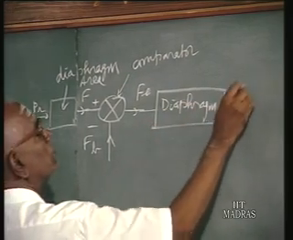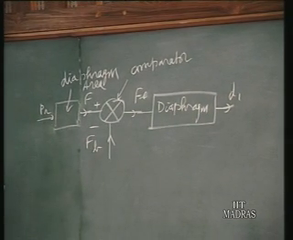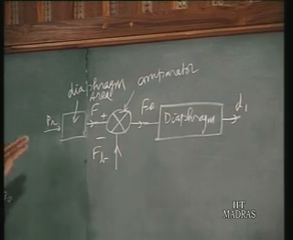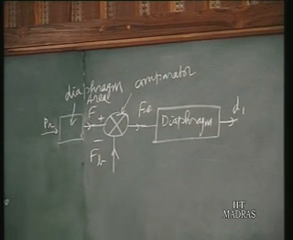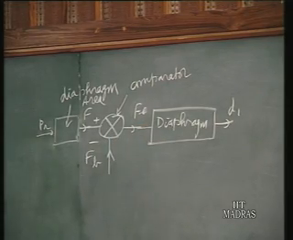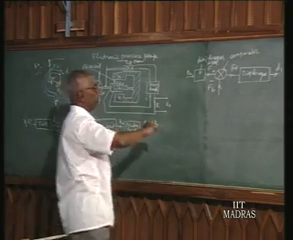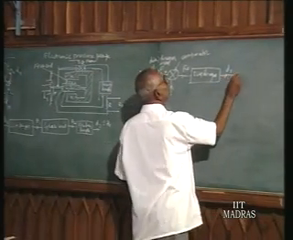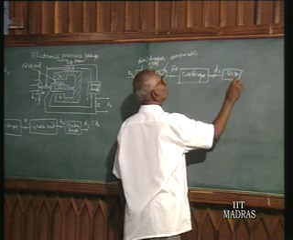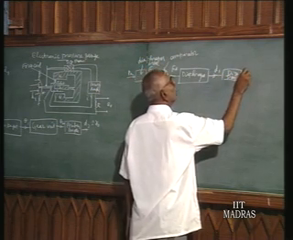And it gives rise to displacement D1. That's how D1 comes. D1 comes not straight from the pressure. Pressure gets converted into a force, and the two forces are compared. Finally, the resulting force causes deformation in the diaphragm. This deformation is picked up by the displacement transducer and converted into voltage E.